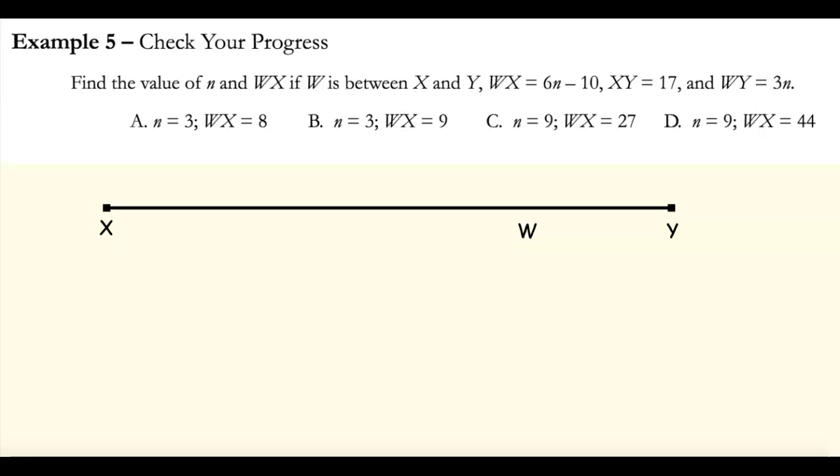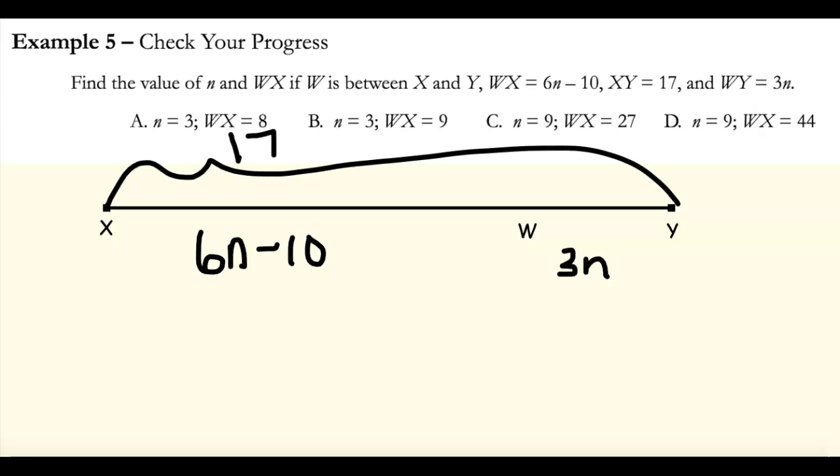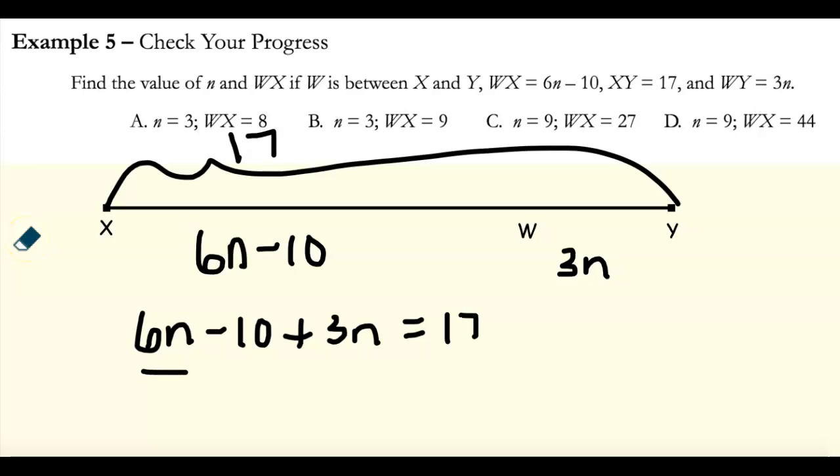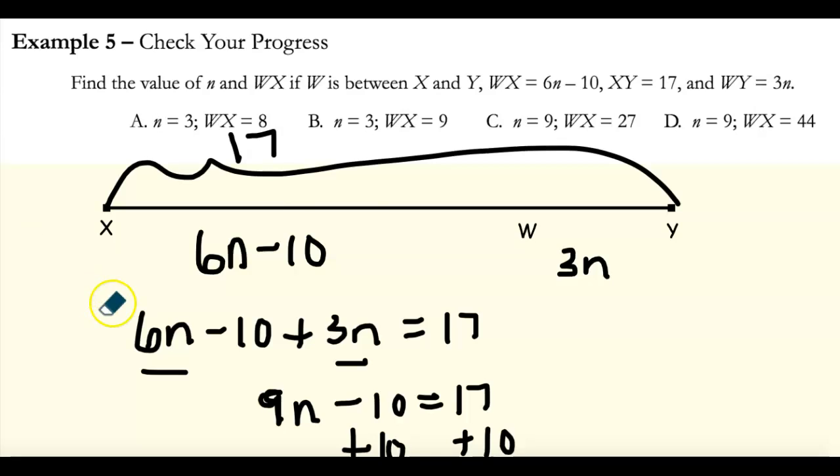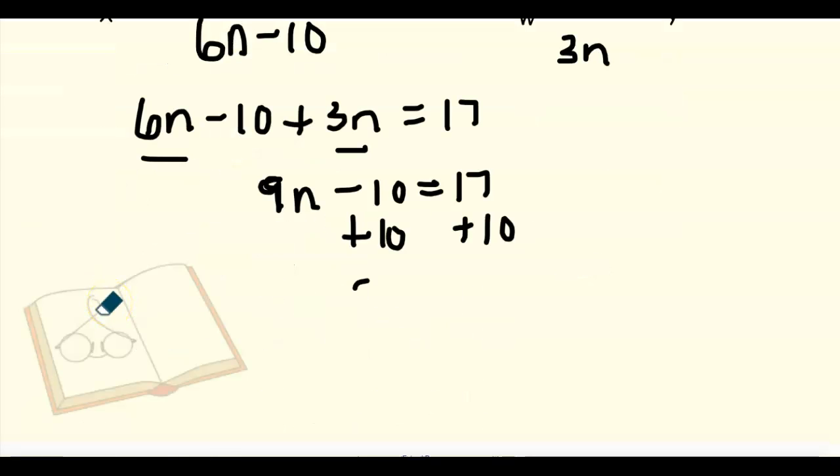So the next one, press pause, see if you can just diagram first, and then we'll move forward. Okay, so check your work. I should have this diagram, something like this. It's going to be similar to the last one. We're going to write the mathematical sentence, 6n minus 10 plus 3n is going to equal 17. Combining our like terms here, we're going to get 9n minus 10 is equal to 17. And then solving our equation, we're going to add 10 to both sides. And we would then get 9n is equal to 27.